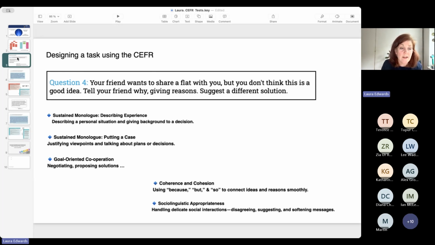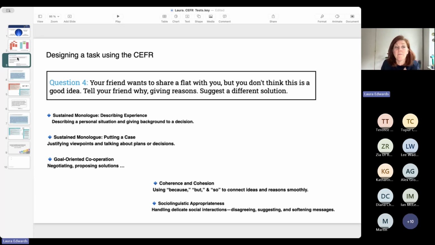So you can see, firstly, it's sustained monologue describing an experience. You may describe a personal situation, give background to a decision. So that could be why you don't think it's a good idea to share. You're putting forward a case. You're going to justify why you're rejecting their suggestion. And you can talk about other plans, talk about decisions, why, and, as I said, justifying and explaining, giving background information.